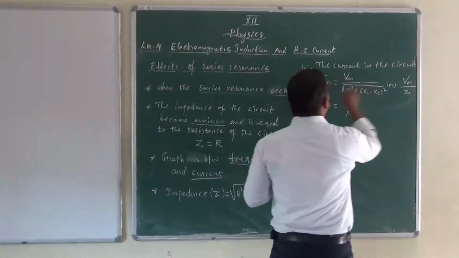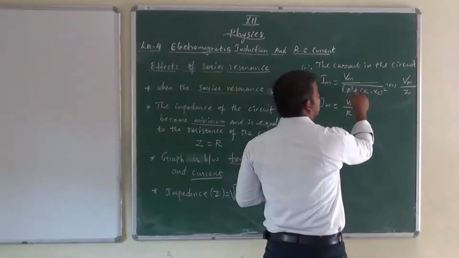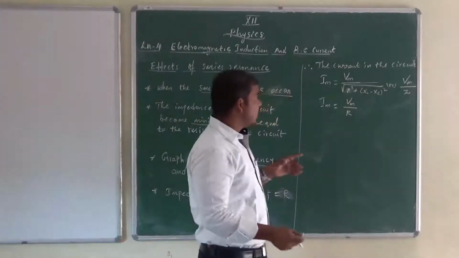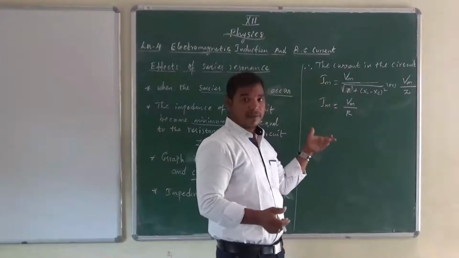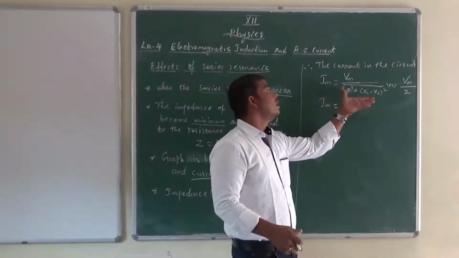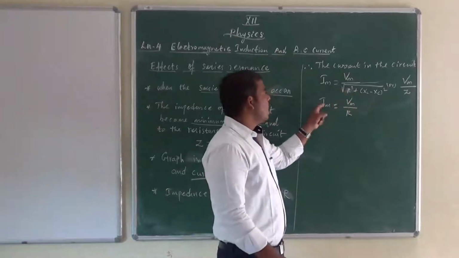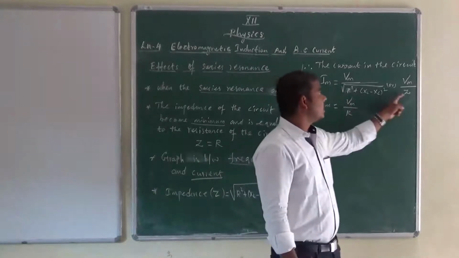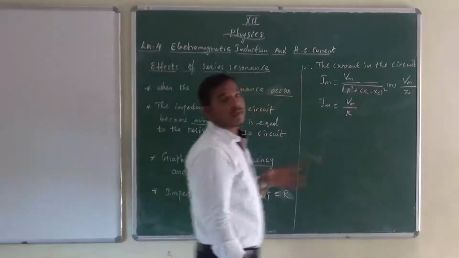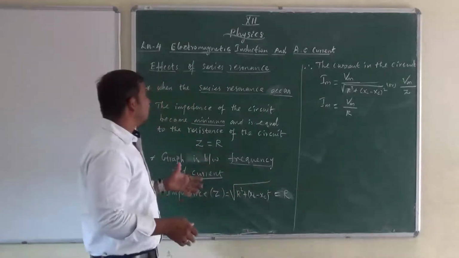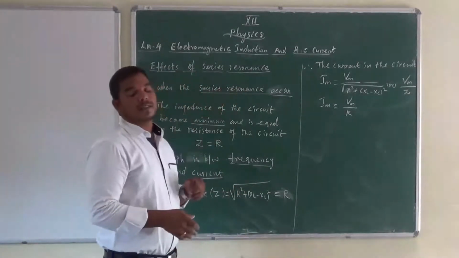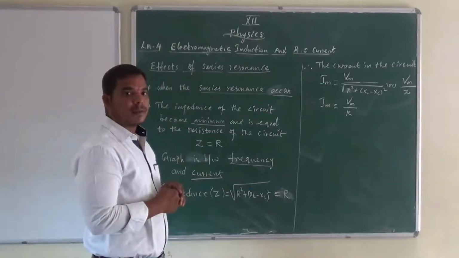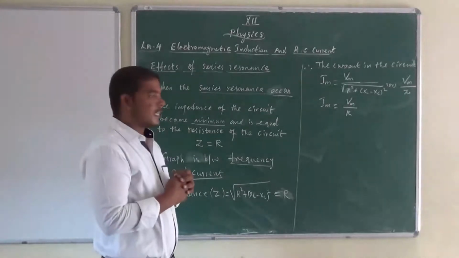So for the current in the circuit we can use this relation: Im equals Vm divided by root of R square plus (XL minus XC) the whole square, which is Vm divided by Z. Don't get confused about how this equation was obtained, because we already discussed the impedance equation. Im equals Vm by R because impedance is equal to the resistance of the circuit. Only at that time are they reaching resonance, series resonance. So our aim is the effects of series resonance.